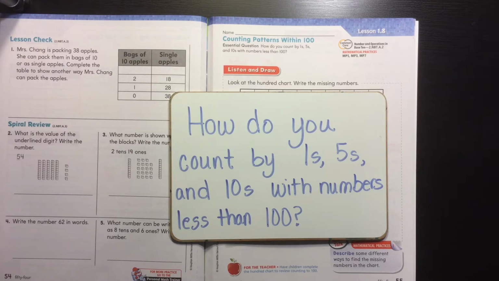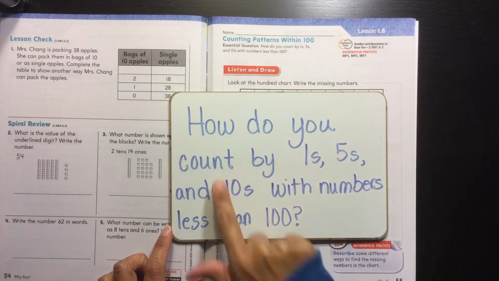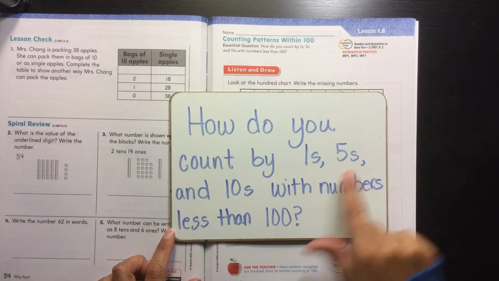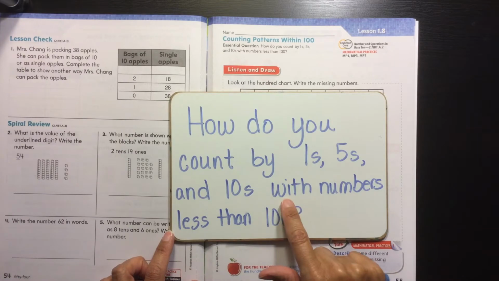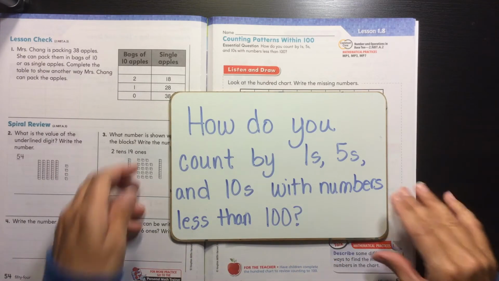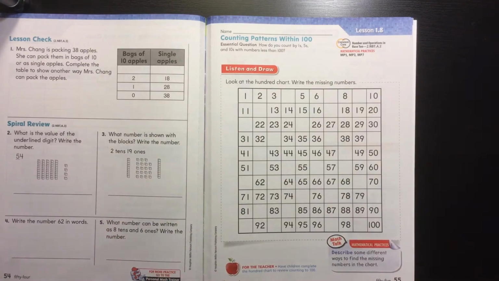In this lesson, lesson 1.8, our essential question is, repeat after me: how do you count by ones, fives, and tens with numbers less than 100? All right, so we are going to be looking at some number patterns in this lesson. So if you would open your book to page 55, go ahead and pause the video while you do that.